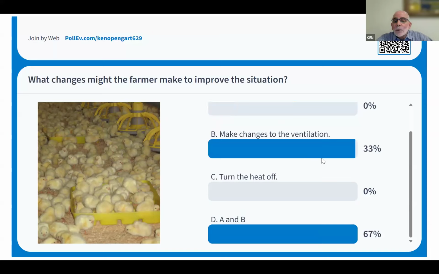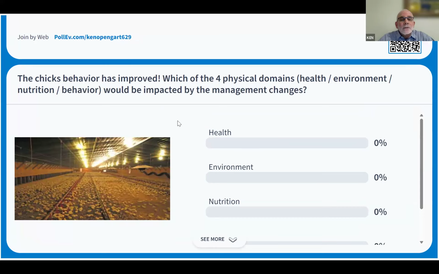They can add more heat to the environment. They can make changes to the ventilation to get more even airflow and more heat distribution throughout the house. And both of those will improve the environment for that chick. They certainly don't want to turn the heat completely off because that'll be doing the wrong thing. Okay, so the farmer makes this adjustment, and over a period of time, you see the pictures change. The chicks have spread out throughout the house, which is much more what you want to see.